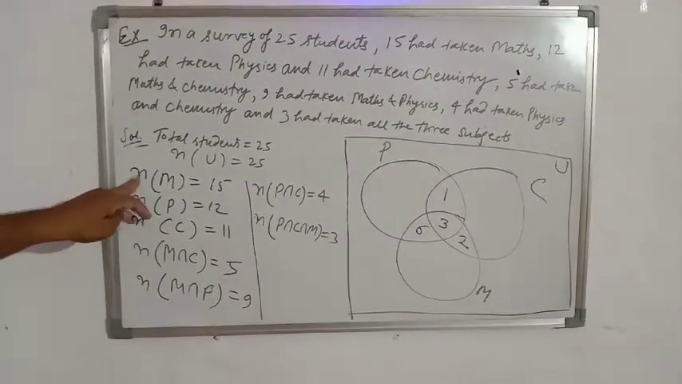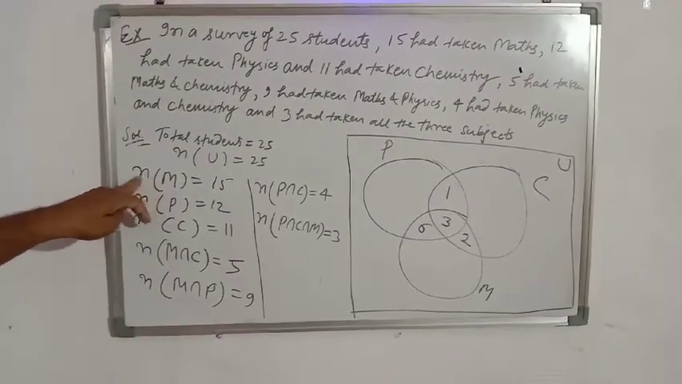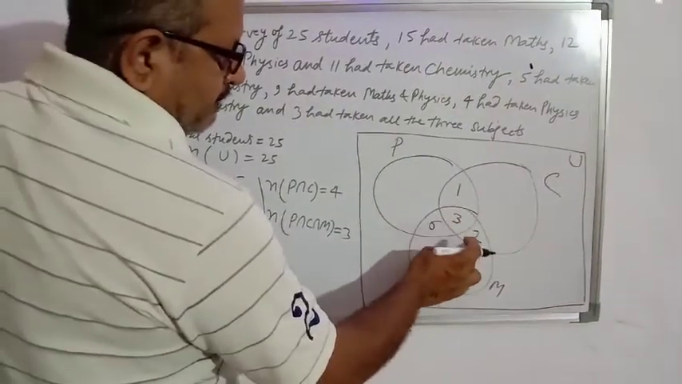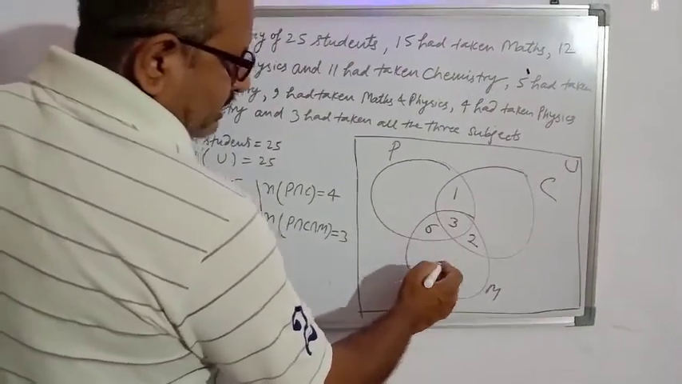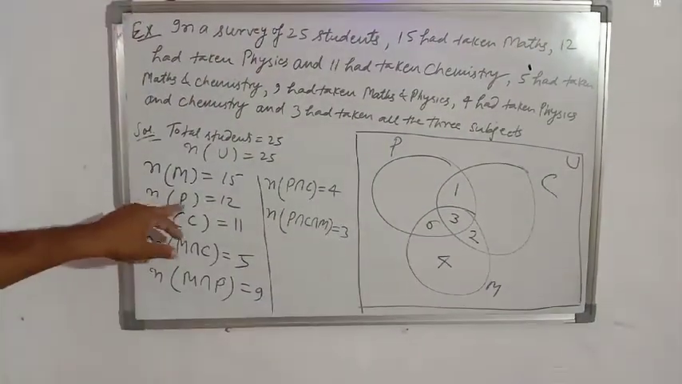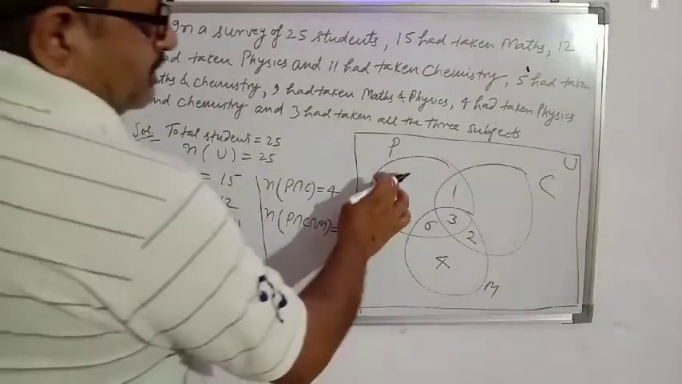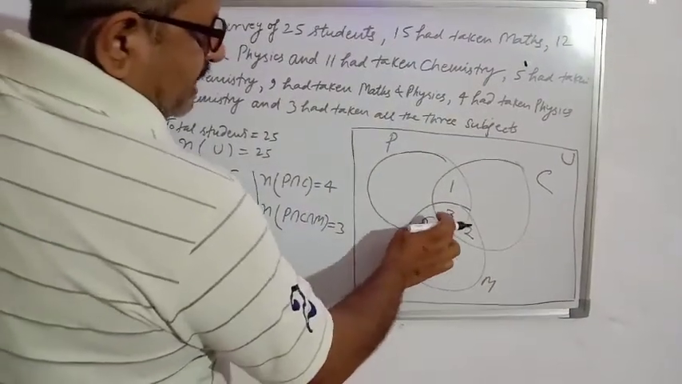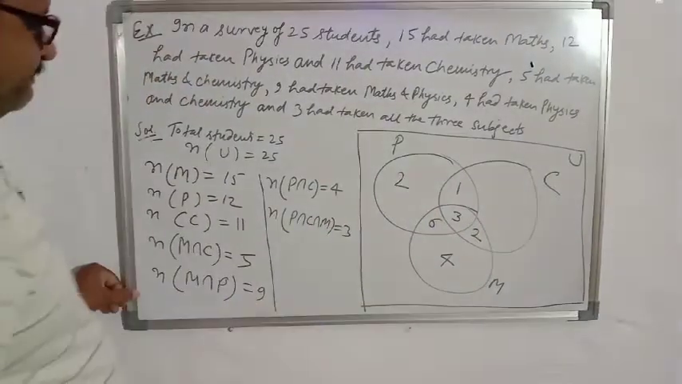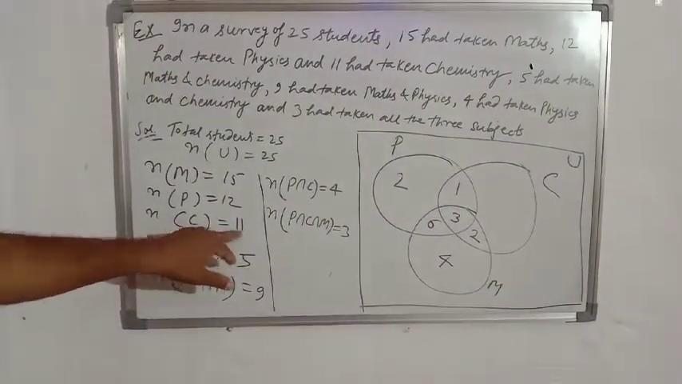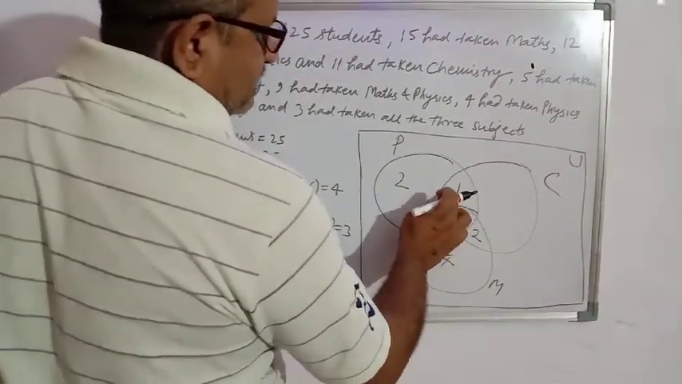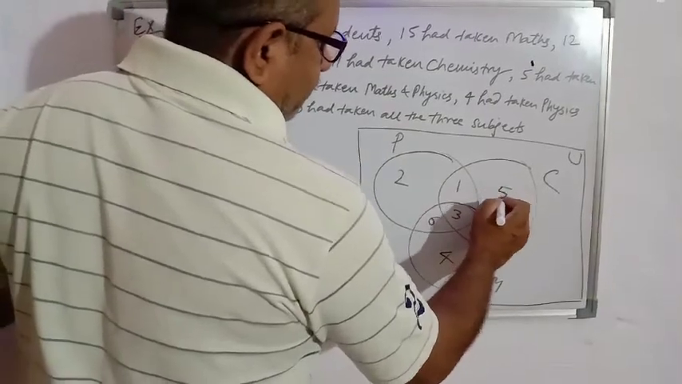Then we will write math. Cardinal number of math is 15. So 6 plus 3, 9. 9 plus 2, 11. 4 is remaining, so we have to write 4 here. Cardinal number of physics is 12. 6 plus 3, 9. 9 plus 1, 10. 2 is remaining, so 2 will be written here. Cardinal number of chemistry is 11. So 3 plus 2, 5. 5 plus 1, 6. 5 is remaining, so we will write 5.